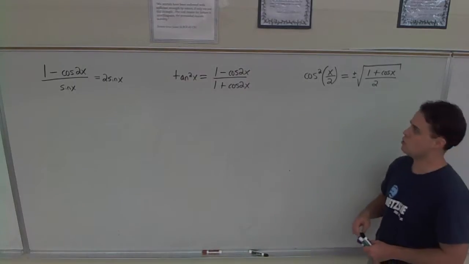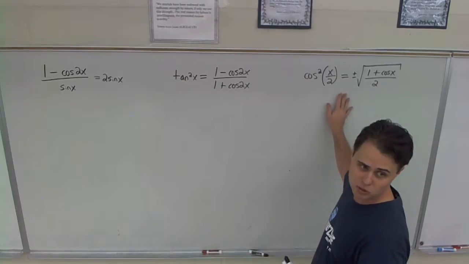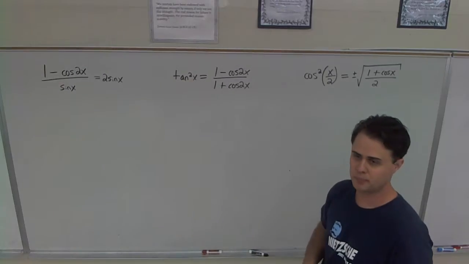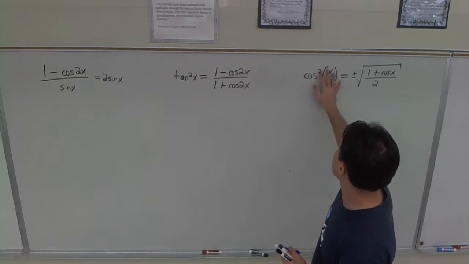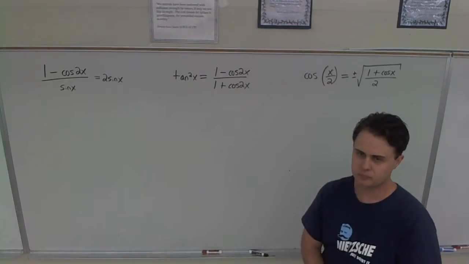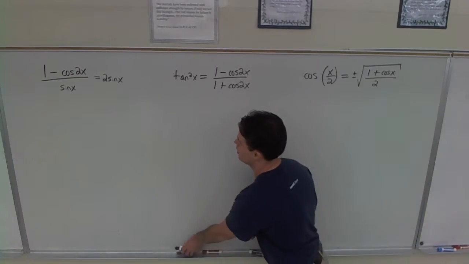Here we go. So I want to establish all three of these identities. This one is one of the basic ones that we derived yesterday. We derived sine of x over 2 yesterday, so we'll derive cosine of x over 2 today.